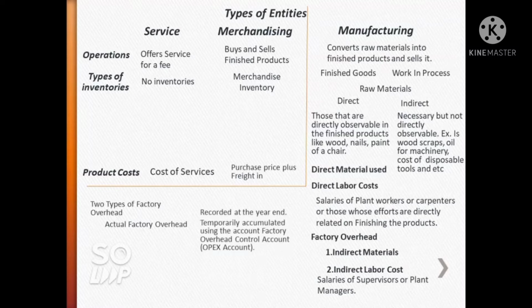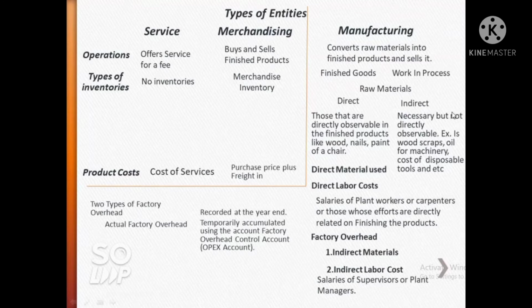And if we are going to wait for it, we will not be able to determine the total product cost before year end. So temporarily, before the year end, manufacturing entities use the second type of factory overhead, which is the applied factory overhead. However, you need to note that even if it is not yet the year end, the company will still record and accumulate the actual indirect cost incurred and temporarily record it in the factory overhead control account, which is an OPEX account.